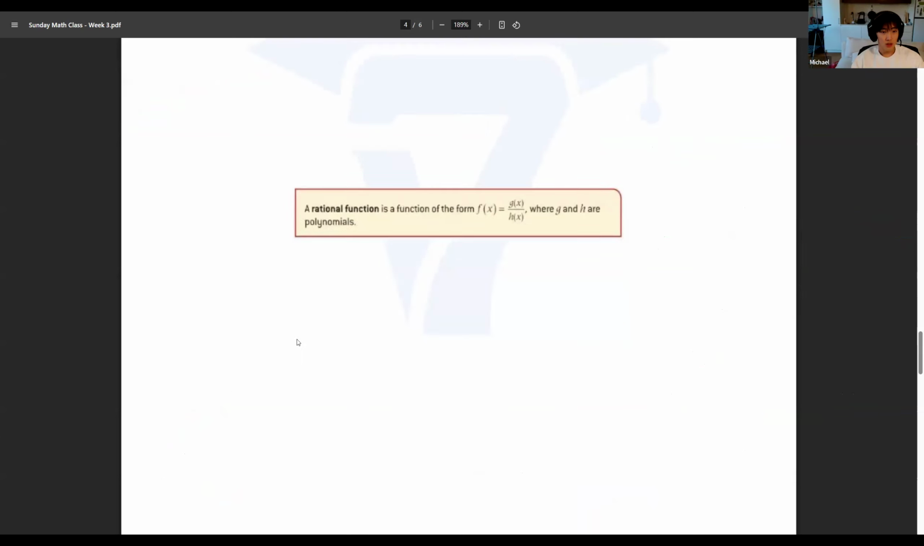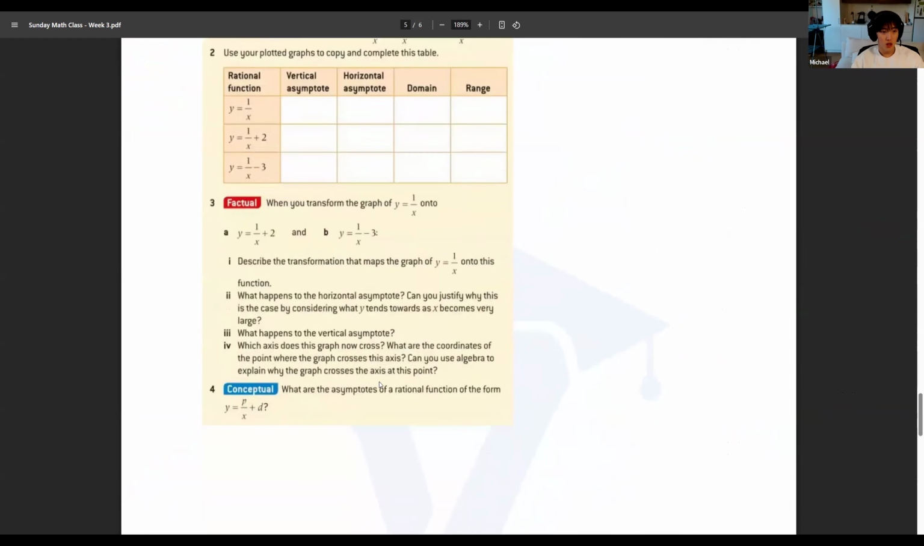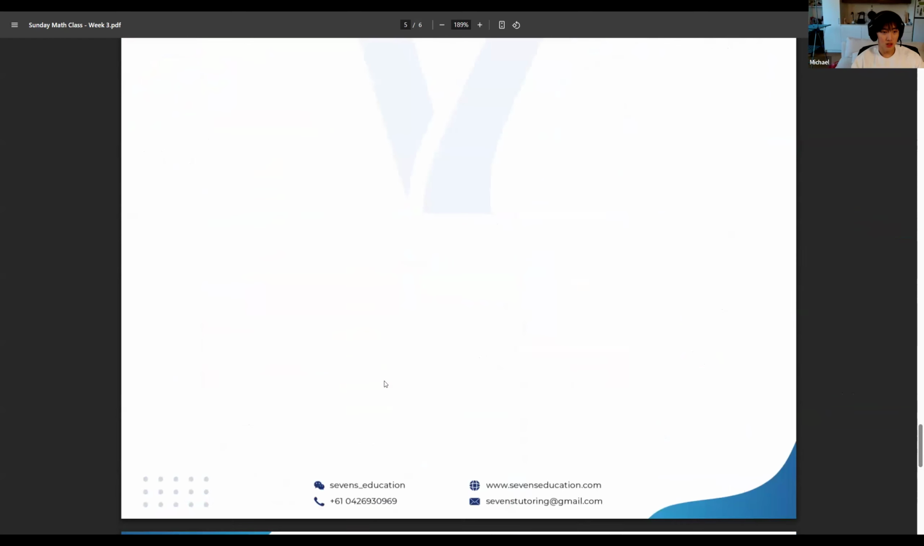So let's see what practice we have next. Okay, and the definition of rational functions, investigation. All right, and then it gets super, super hard.